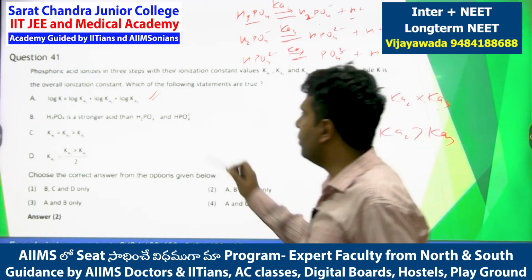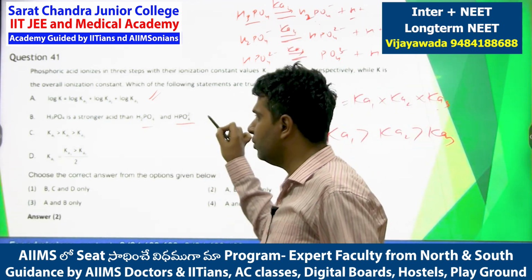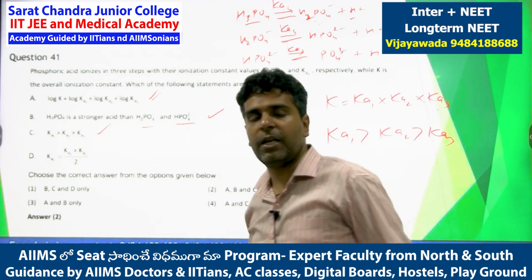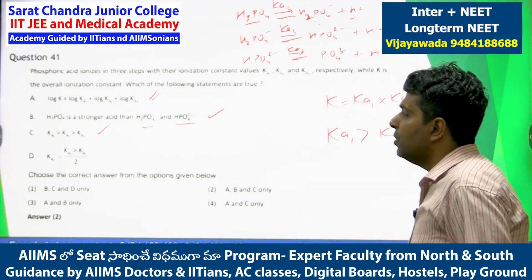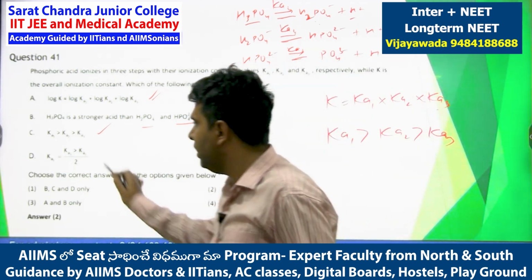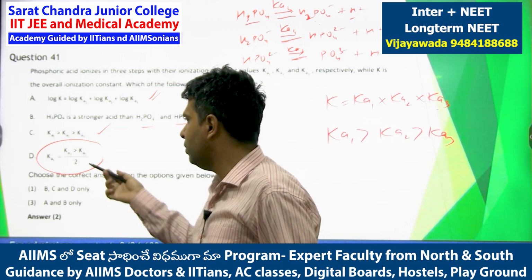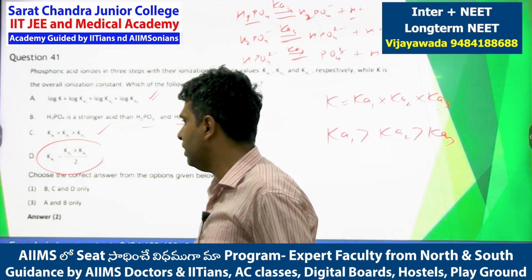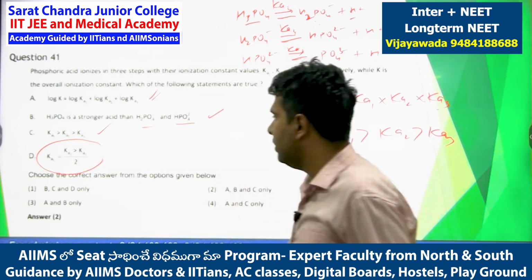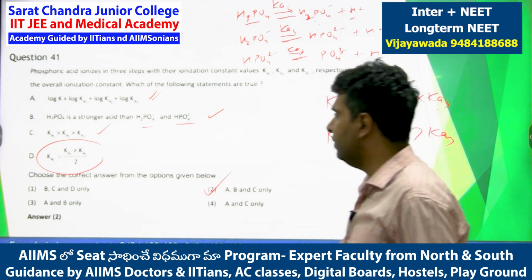So H3PO4 is a stronger acid than these two. That is also correct. And Ka1 will be greater than Ka2, which is greater than Ka3. So A, B, C are correct. D you cannot say. Ka1 equal to Ka1 greater than Ka2 does not make any sense. So the answer will be A, B and C.